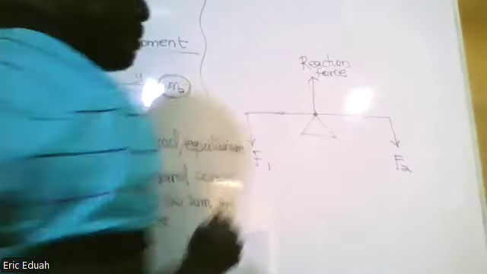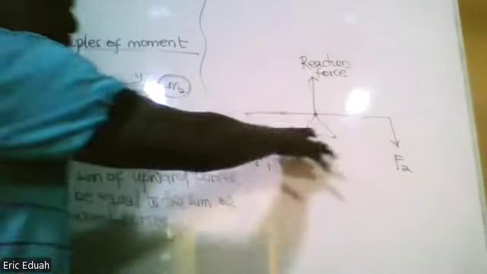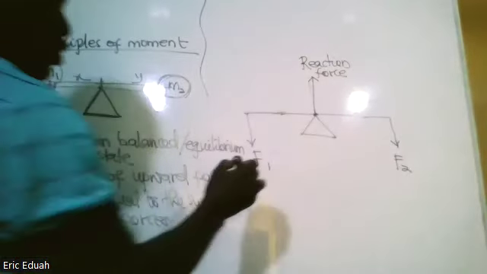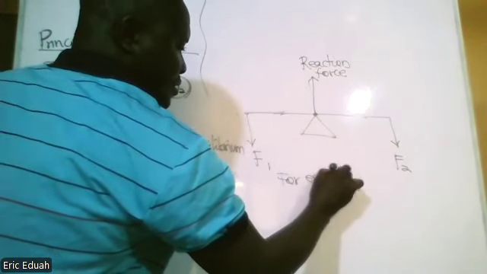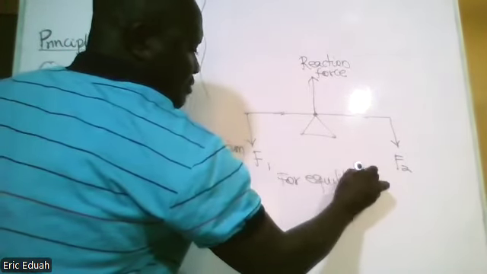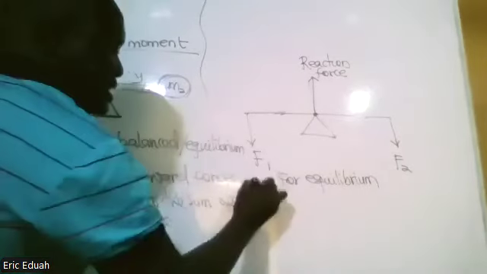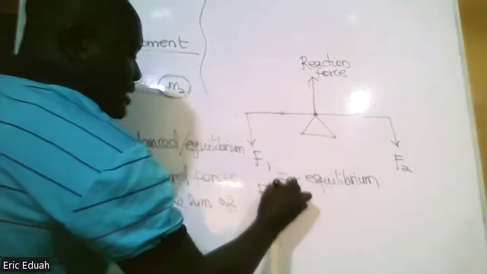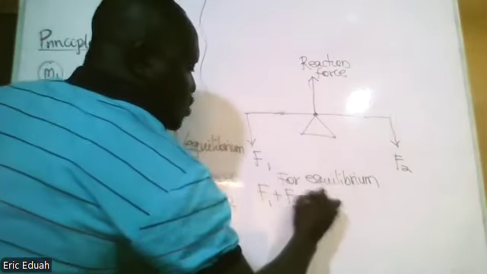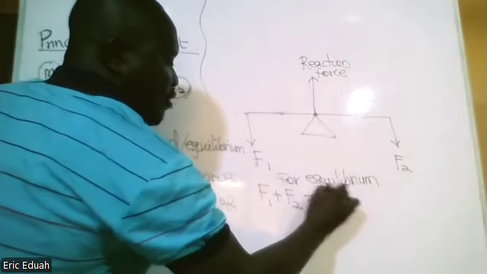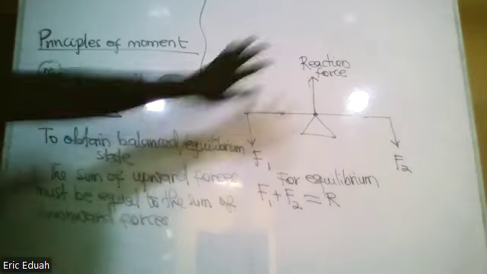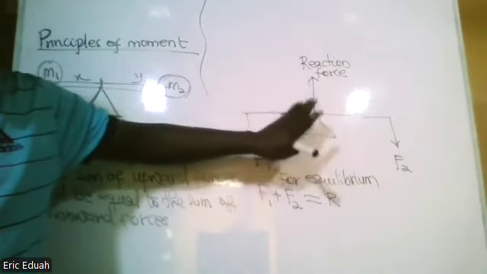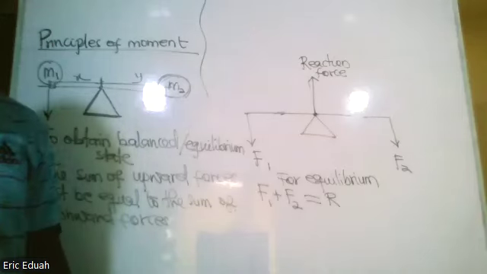By the pivot must balance the total downward forces. So for equilibrium, the sum of downward forces F1 plus F2 must be equal to the reactional force R. So for this particular illustration, this is one way we can obtain a balance.